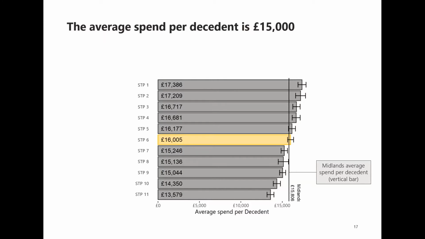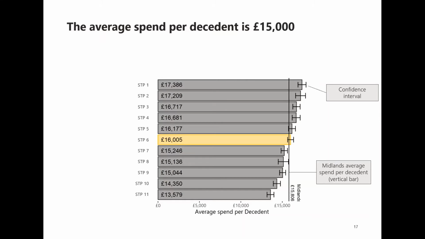However, calculating meaningful averages can be tricky. For example, if we have a very small sample, then it's difficult to be sure that an average value is truly representative. We therefore calculate confidence intervals, indicating the range in which we are confident the true value lies. If we look at SDPs 1 to 4, then their average spend is higher than the Midlands, and we can say that it is significantly higher.